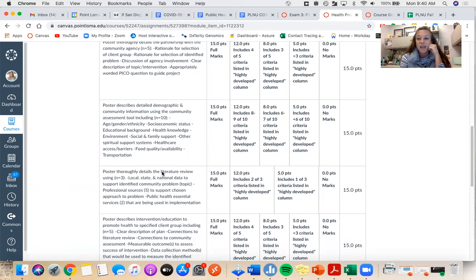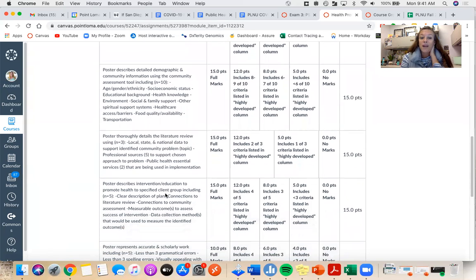You need to have APA, 7th edition citations for every piece of data on your poster that you did not directly observe. And then you can have a separate slide or a separate Word document or PDF that has all your references fully listed out in APA format. But citations do need to be on the slide. You can make them super tiny so they don't take up space, but they do need to be there. Okay.